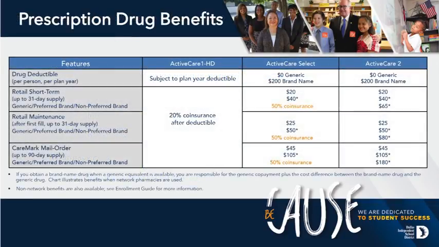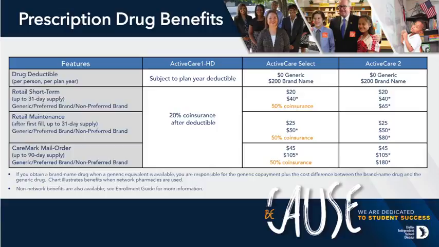Here's an overview of the prescription drug benefits for the Active Care 1 HD, 2, and Select plans. This chart illustrates benefits when network providers are used. Non-network benefits are also available. See the TRS Active Care Enrollment Guide for more information. The Active Care 2 and Select plans provide very similar prescription drug benefits, except the Select plan has a coinsurance of 50% for non-preferred brand drugs.